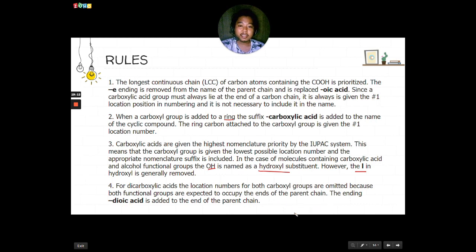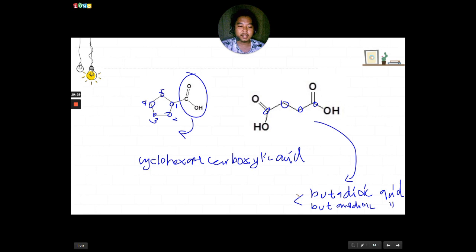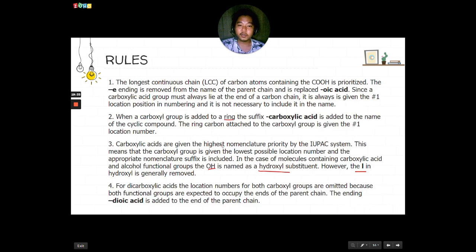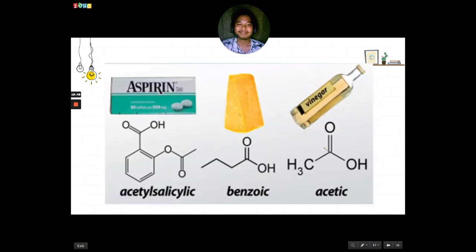So as hindi siya indicated dito, so still comment if it's butane dioic acid, just to check if you're watching, para may interaction naman despite being an asynchronous video, or butadioic acid. So dito sa example natin, alin dito yung tama, butadioic acid or butane dioic acid? So those are the rules in naming carboxylic acid. Again, very simple, very similar. We just have some unique changes, oic acid na instead of nol or ol and al. So for carboxylic, it's oic. Oic. Charot.